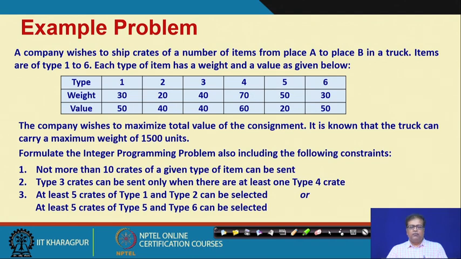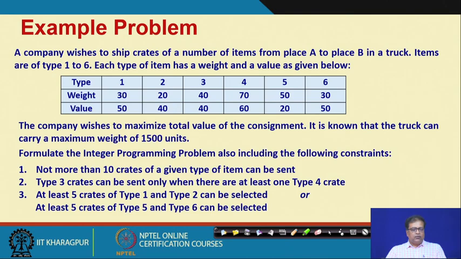Formulate the integer programming problem also including the following constraints. Number 1, not more than 10 crates of a given type of item can be sent. Type 3 crates can be sent only when there is at least one type 4 crate. At least 5 crates of type 1 and type 2 can be selected, or at least 5 crates of type 5 and type 6 can be selected. Is it all right? So, how do we go about this?